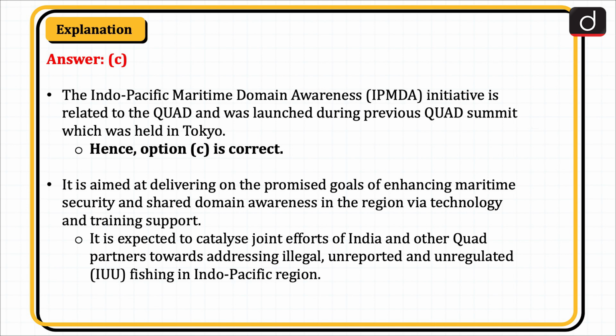It is aimed at delivering on the promised goals of enhancing maritime security and shared domain awareness in the region via technology and training support. It is expected to catalyze joint efforts of India and other Quad partners towards addressing illegal, unreported and unregulated, that is IUU, fishing in the Indo-Pacific region.